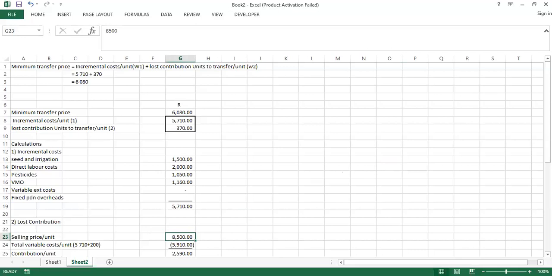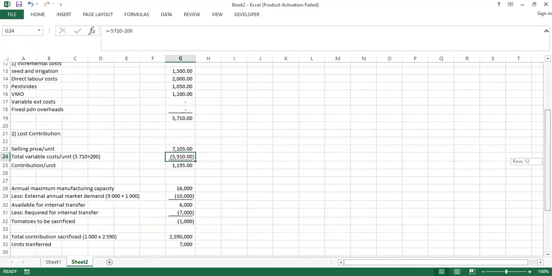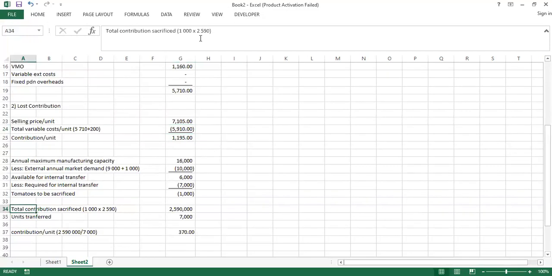Instead of 8,500, you go to your 7,105, right? You basically got your 7,105. So let's adjust that to 7,105. So you see now there's a difference on the contribution. So which means the amounts that we're going to be using for our contribution are going to be slightly different there. So instead of 295, now we've got 195. So it has already been adjusted there, right? So the total unit sacrifice now is going to be 1,000 times 1195. So that would give us something totally different.